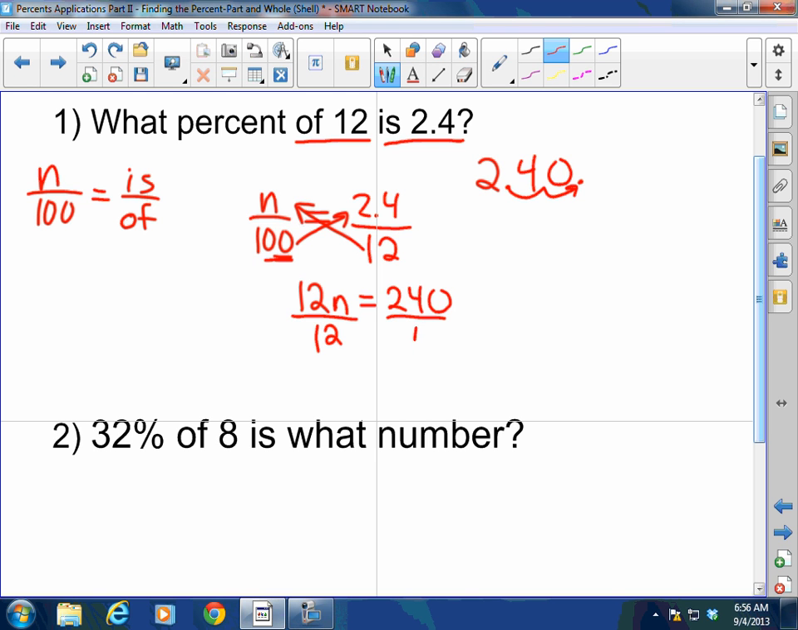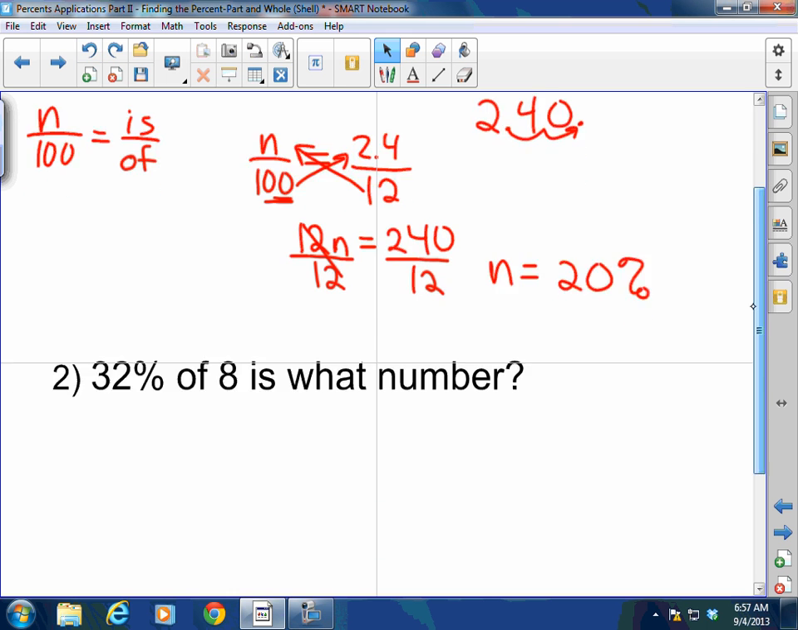Divide by 12. Why did I divide by 12? Just in case you didn't see that. I divided by 12 because 12 times n. This is multiplication. I cancel multiplication with division. So I divide by 12, and n will equal 20. Okay? And that's, of course, percent. So equation method or proportion method, you're going to have 20%.